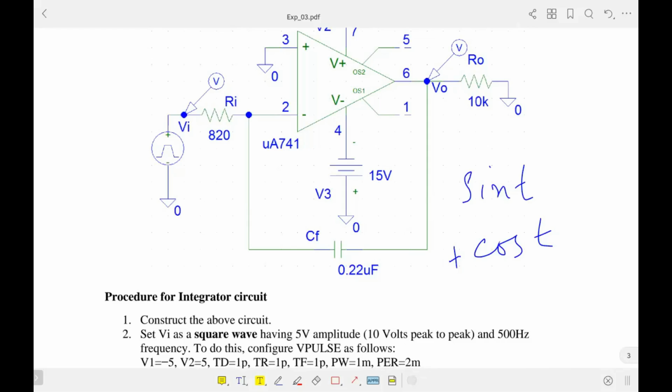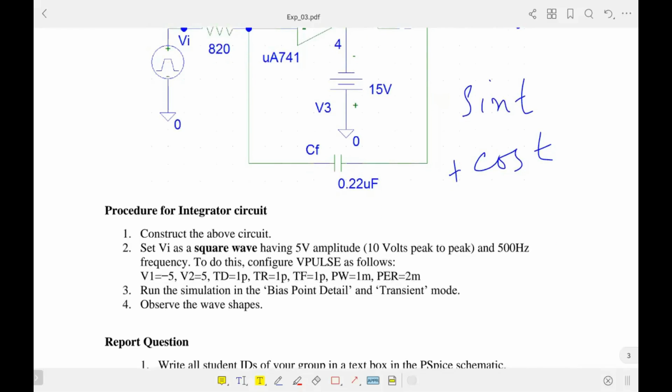So another important point: how to use this square wave using V pulse. There was another video in experiment 2, I believe, where it was demonstrated how to make a triangular wave using V pulse. So that is more or less similar. For example, we want 5 volt amplitude, that means 10 volt peak to peak and 500 hertz frequency. So for 10 volt peak to peak, I may provide V1 equal to minus 5 and V2 equal to 5. And we want a square wave. So this is just like this.